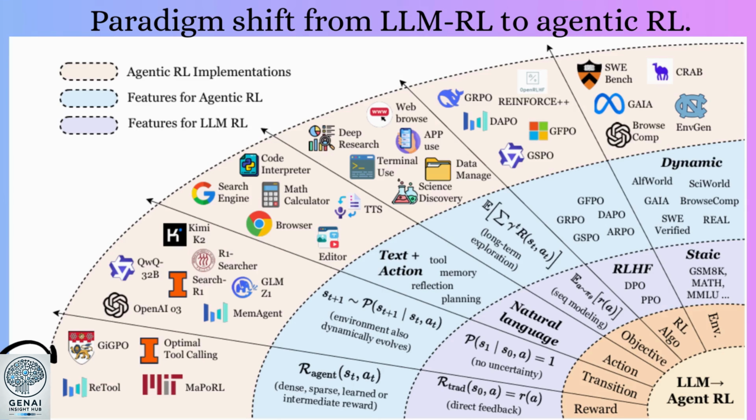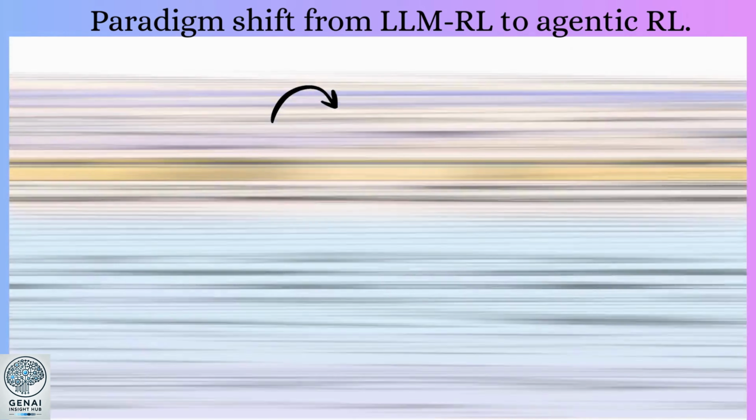4. Rewards. In LLM RL, one scalar score for the final response from a verifier or preference model. No step-by-step feedback. Agentic RL can use task-level and/or step-level rewards. Dense, sparse, or learned, for example unit tests passing. 5. Objective. In LLM RL, maximize the single-turn expected reward. Agentic RL, maximize discounted returns over a trajectory, which enables exploration and long-term credit assignment.